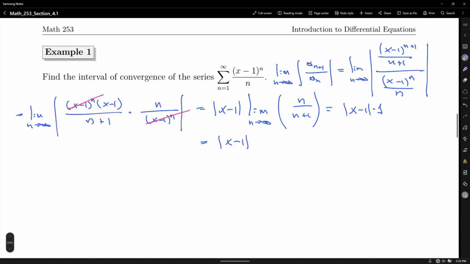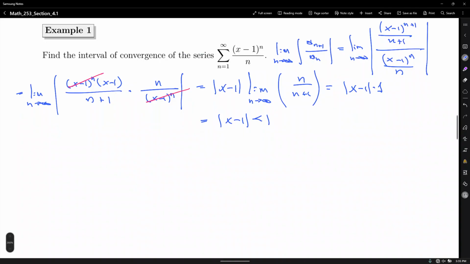By the ratio test, that quantity we just got converges if it is less than 1, diverges if it is greater than 1, and it's inconclusive for equal to 1. But we want to check the convergence, so that's why we're going to set it less than 1. So from here, this means the absolute value of x minus 1 is less than 1, that is, x minus 1 is less than 1 and greater than negative 1. Solve the inequality, add 1 to both sides.